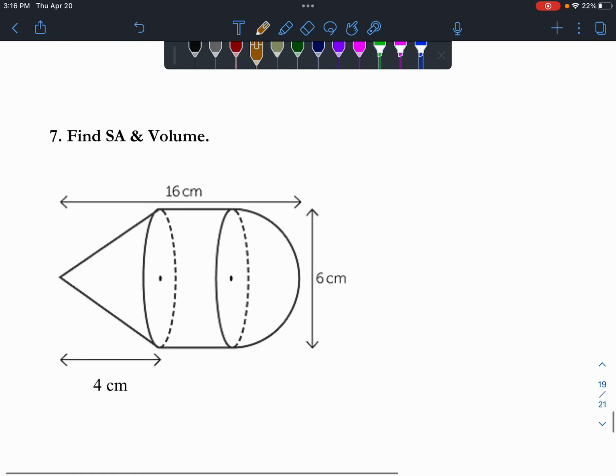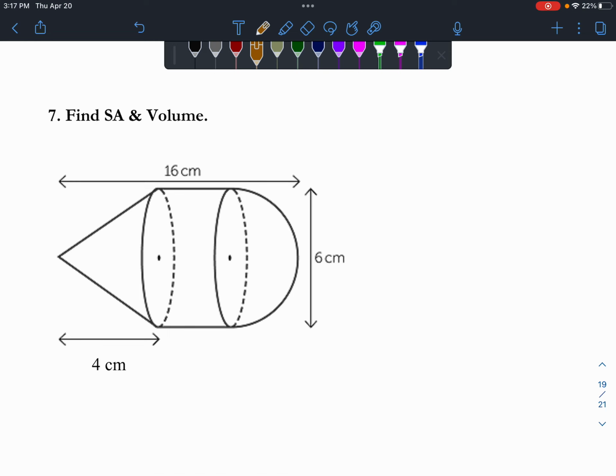But let's look at number 7, the last one of the day. This is another one that we can find all of the formulas for surface area and the volume of it. For the surface area, let's take a look at the shapes that we have. Shape number 1 seems to be a cone. Shape number 2 seems to be a cylinder. And shape number 3 seems to be a hemisphere. So we've got our work cut out for us on this one.